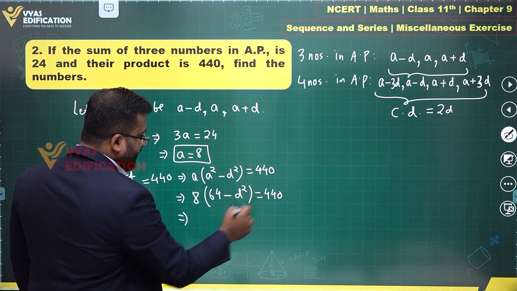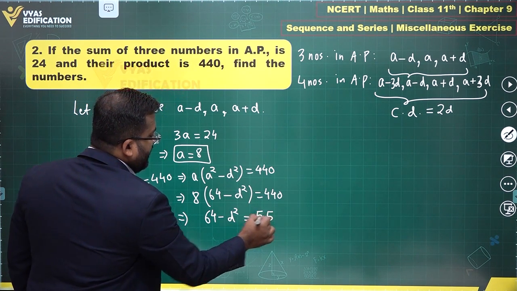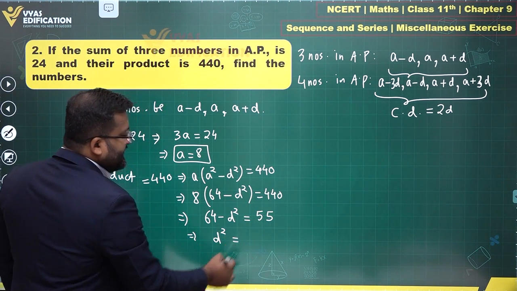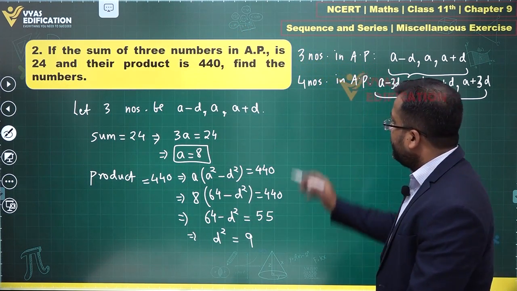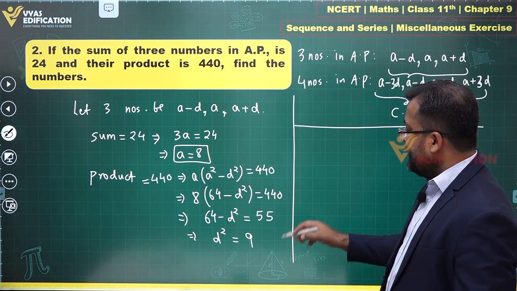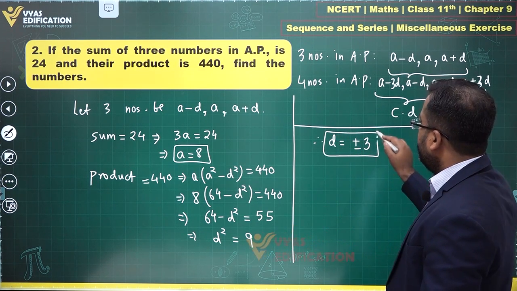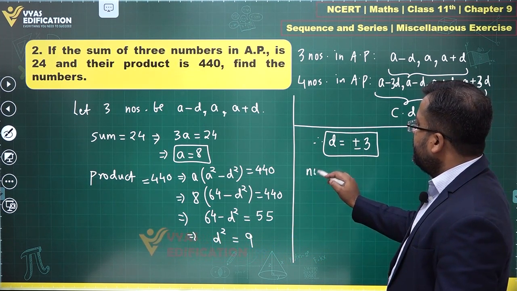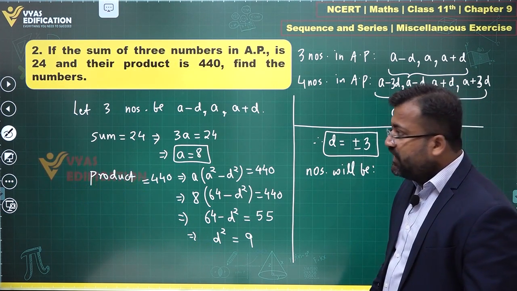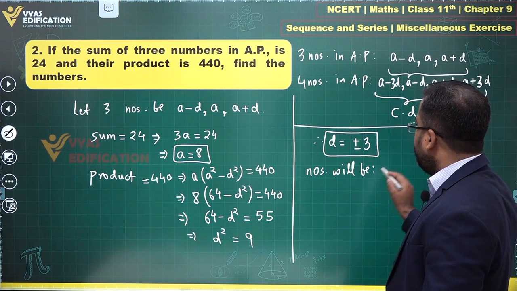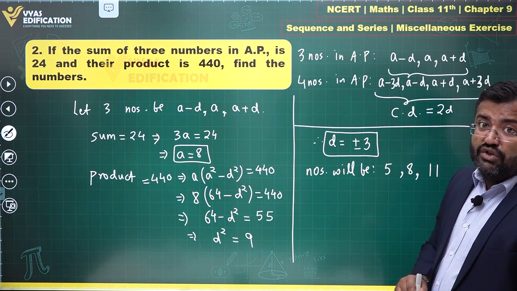Yes. 8 gets cancelled, 64 minus D square is equal to 55. That tells me D square will be 64 minus 55, which is 9 over here. And once we have this, therefore D is equal to plus or minus 3. Okay. Find the numbers. If you take D is equal to 3, what do you get? A minus D will be 8 minus 3, 5, 8 and 11.